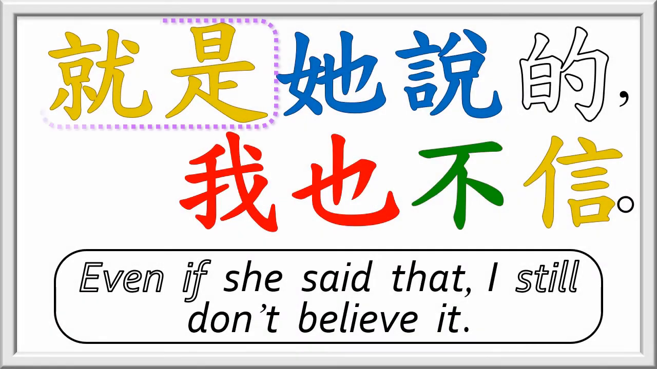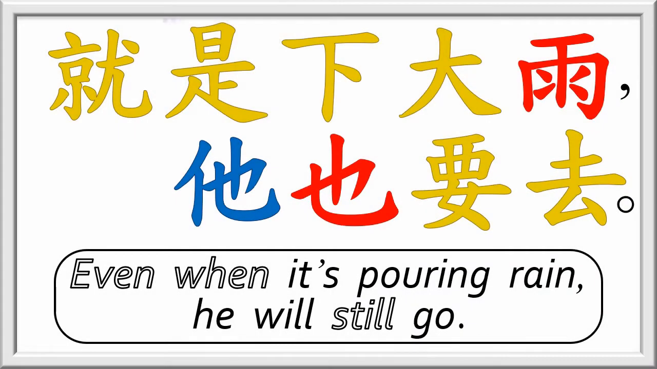Another pattern is 就是也, which stresses that even though something may be true, it still doesn't change what follows. 就是她说的，我也不信. Even if she said that, I still don't believe it. 就是下大雨，她也要去. Even when it's pouring down rain, he'll still go.